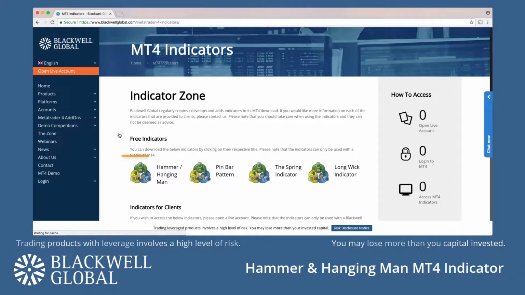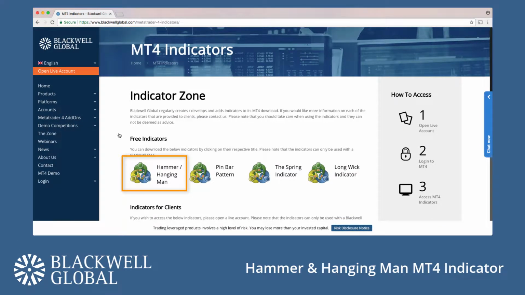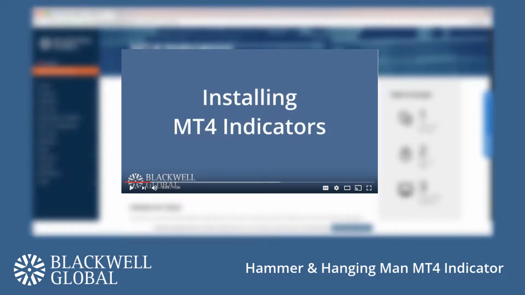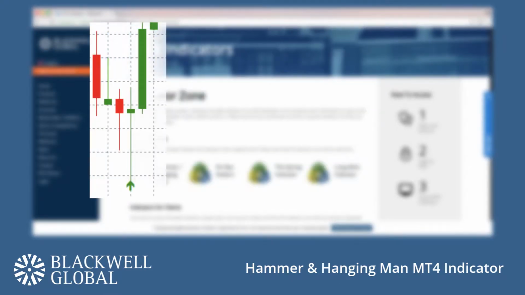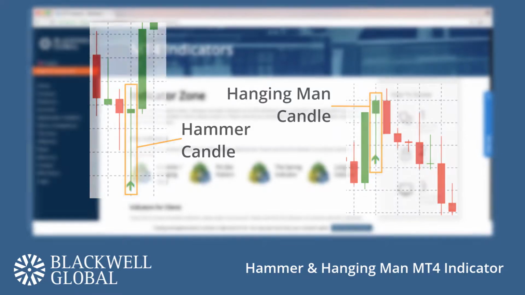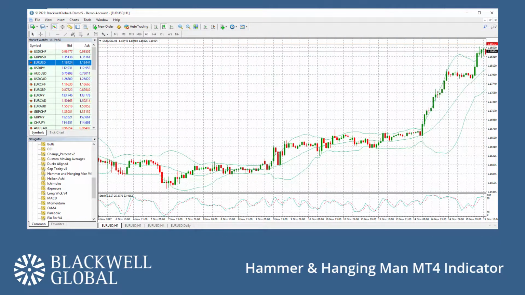This indicator is offered as a free indicator on the Blackwell Global website and will only run on Blackwell Global's MT4 platform. More general information is available as a video on the installation of these indicators by clicking the link above. As always, using candlestick patterns, especially single candlesticks, in combination with another strategy or an indicator is a good idea. Let's take a look at some examples.